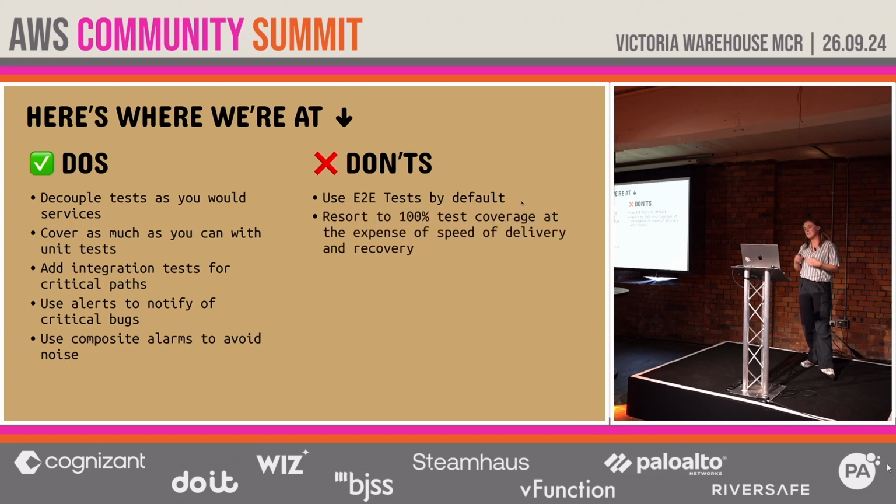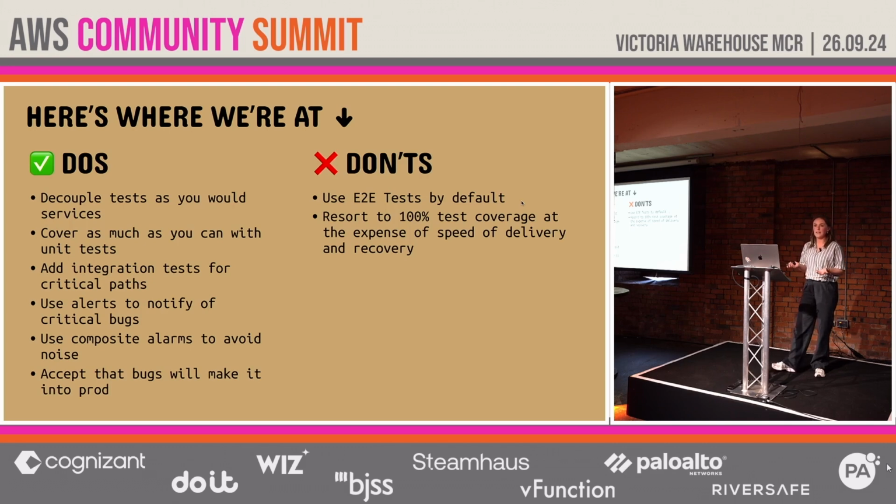And so in the don'ts: resorting to 100% test coverage at the expense of speed of delivery and recovery. And I think just accepting that bugs will make it into production. Obviously, it needs to be accepting that they'll make it into production with good recovery plans. You don't want to just accept that they'll be there forever.